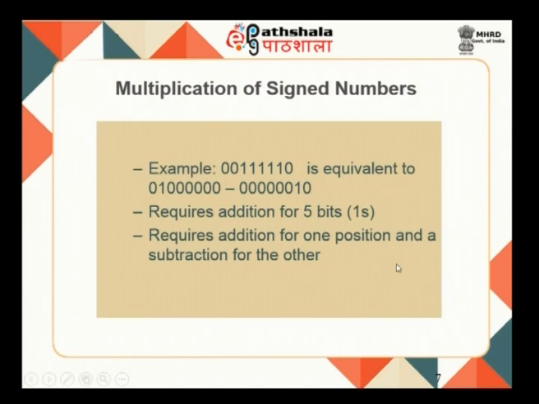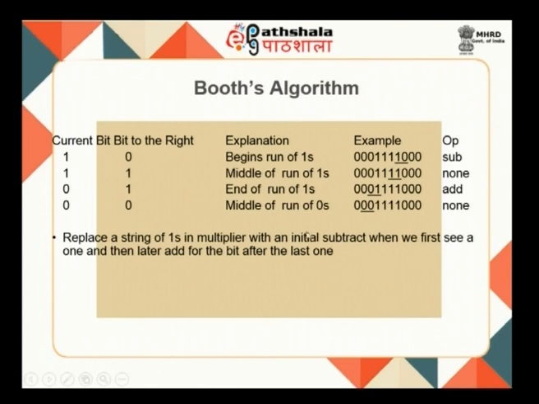Now, this works well only when you have a sequence of ones coming together or a sequence of zeros coming together, because you are only replacing the sequence of ones with a single addition and a single subtraction. If you have alternate ones and zeros coming in, then each of them will have to be replaced by an addition and a subtraction. So, it obviously becomes a bad Booth's multiplier. Booth's algorithm basically works like this.